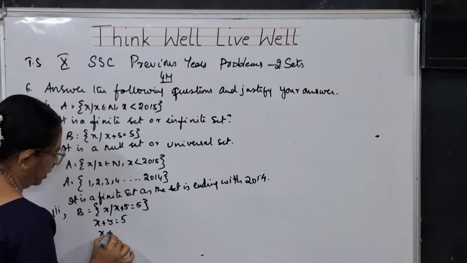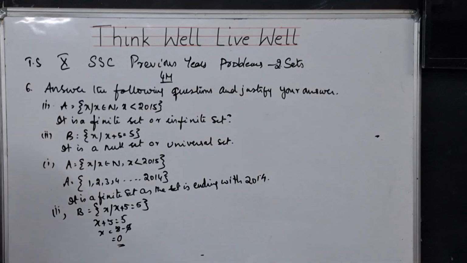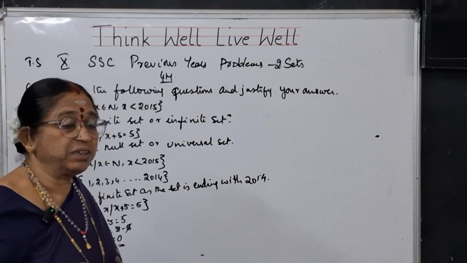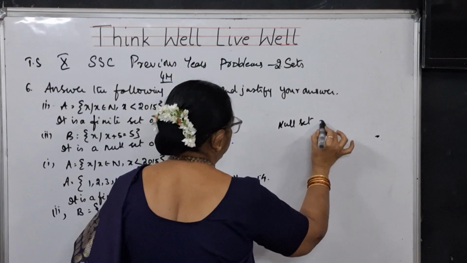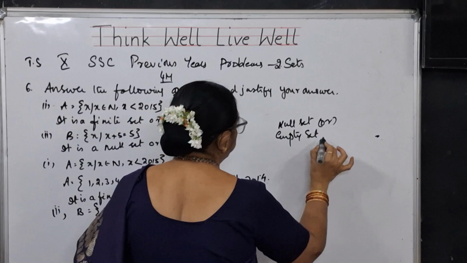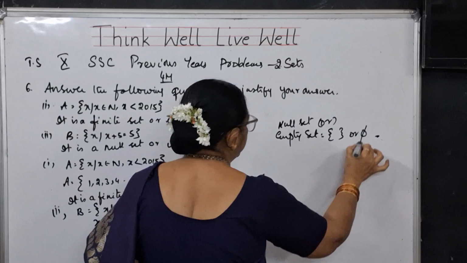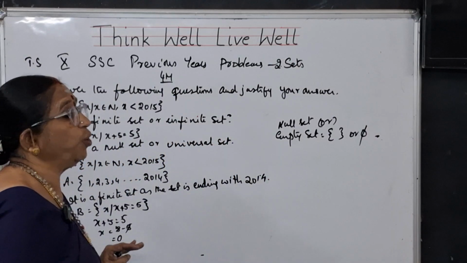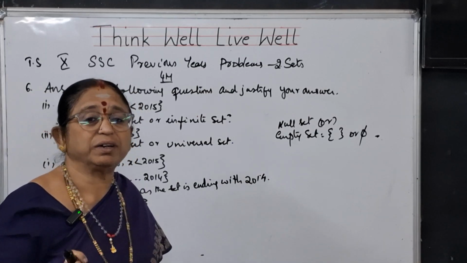x is equal to 5 means x is equal to 5 minus 5, that is equal to 0, no? x is 0 means x value is 0. See children, there is a difference between a null set. What is a null set, children? A null set can also be written as an empty set. Empty set means there are no elements in the set. But here it has an element. Don't consider that 0 means it has no elements. 0 is also considered as an element.